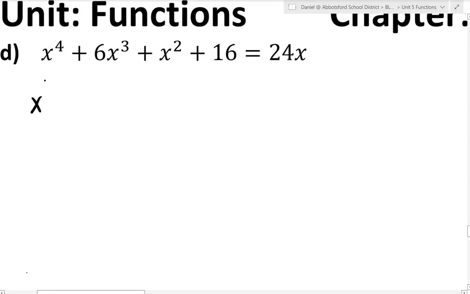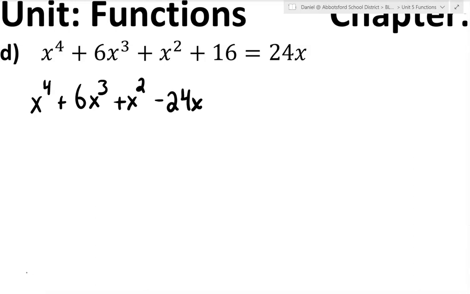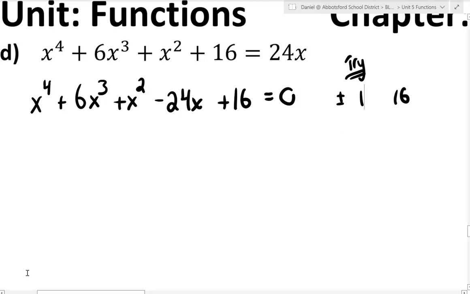So I'm going to write this out: x^4 plus 6x cubed plus x squared. And now I'm going to move over that 24x. I'm going to subtract it over. So I'm going to subtract over the 24x plus 16 is 0. So I'm looking at the 16, and I'm going to try a bunch of numbers. I'm going to try plus or minus 1, 16, 2, and 8, and then 4.